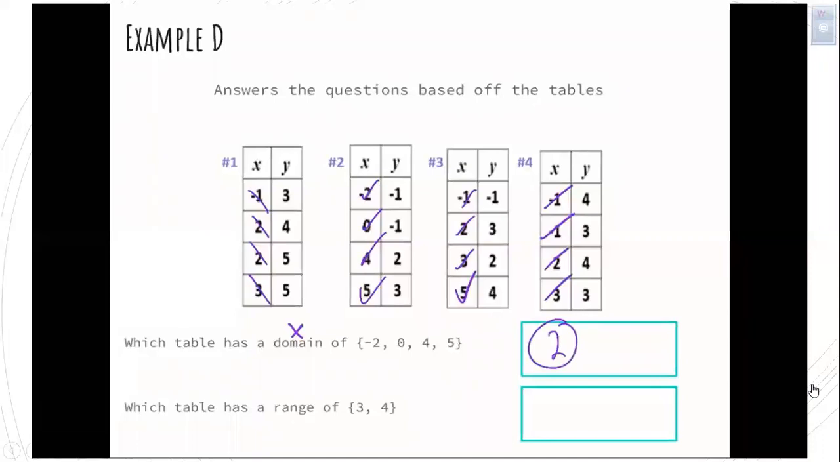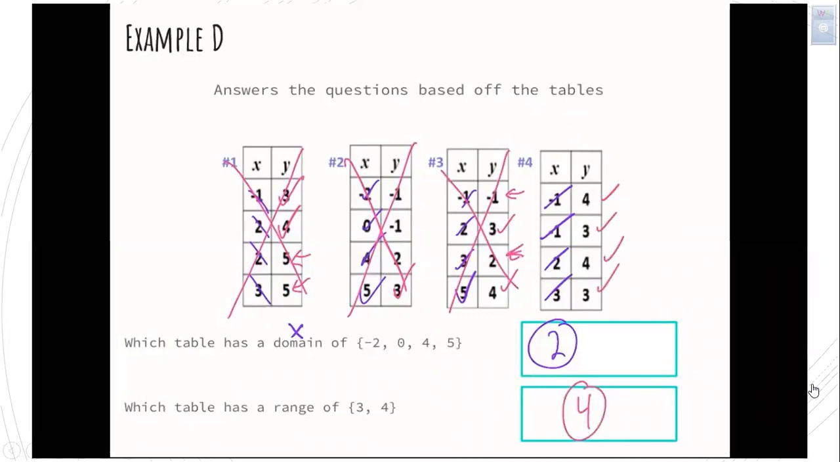Now let's do the same thing with our range. We're looking for a range of 3 and 4. So number 1 has 3, it has 4. Oh, but then it has 5. So although it has 3 and 4, it has 2 points that we don't have listed. So number 1 cannot be our choice. Looking at number 2, we don't have 3, or well, we have 3, but we don't have 4. So number 2 is not going to be correct. Now, again, number 3 has 3 and 4, but it also has 2 points that we're not looking for. So therefore, it is not number 3. Number 4, we've got 3, 3, 4, 4. So yes, number 4 does work for what we're looking for.